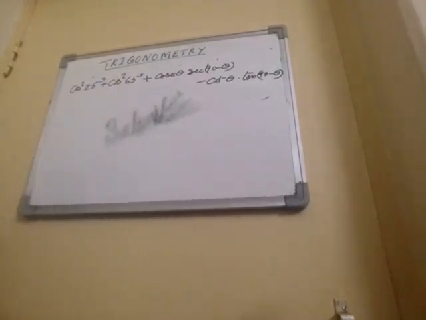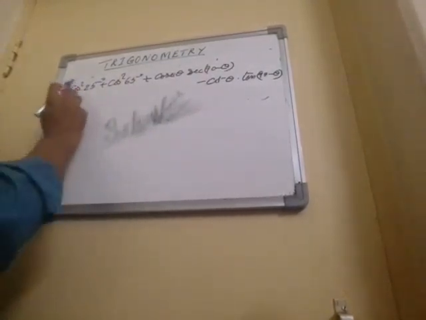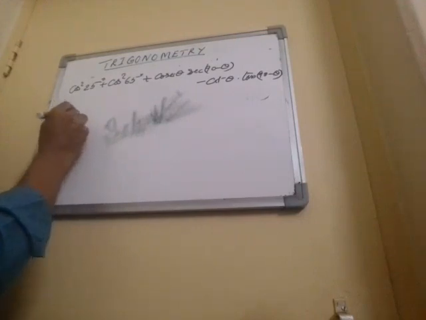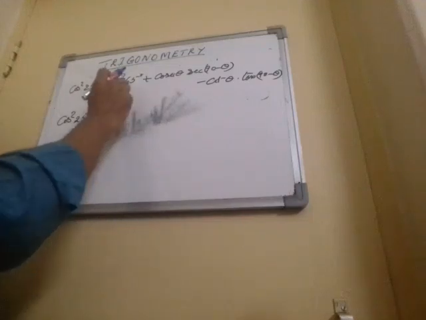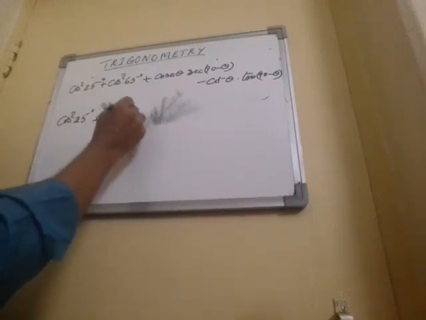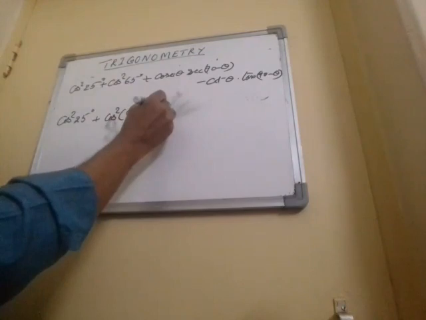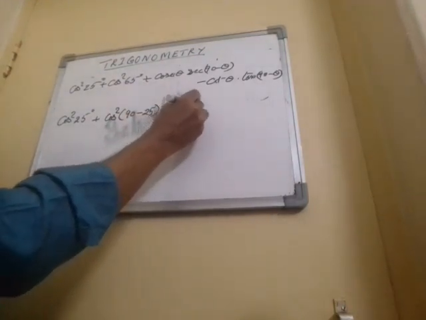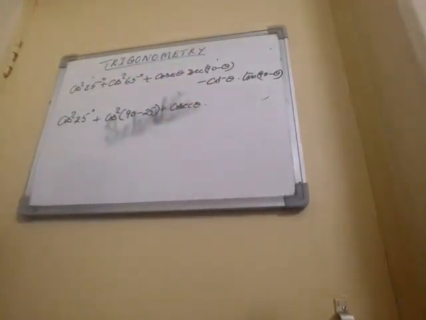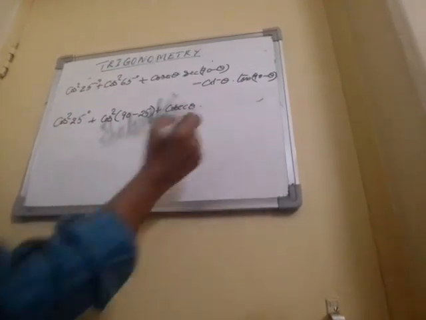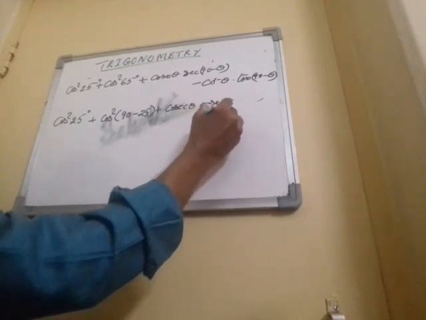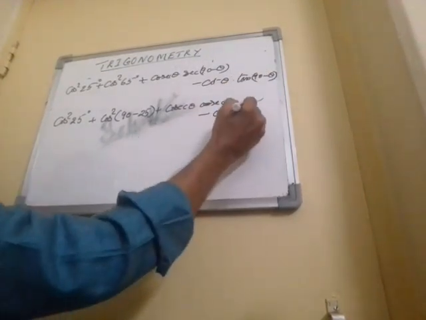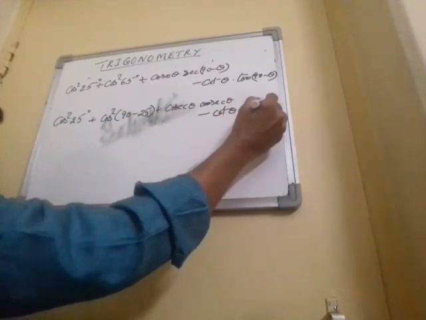So the first two terms, 25 and 65, the sum is 90. So first term I am not changing. So cos square 25 plus cos square 65 can be written as cos square of 90 minus 25. Plus cosec theta, sec of 90 minus theta is again cosec theta, the complement relation, minus cot theta, tan of 90 minus theta is also cot theta.